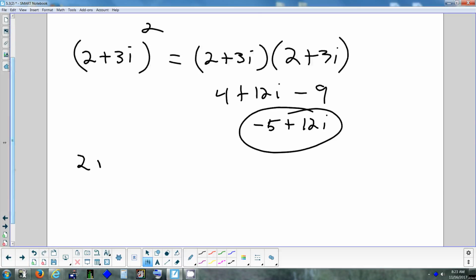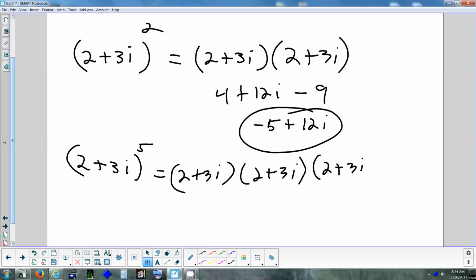But what does it mean if you wrote 2 plus 3i to the 5th? Multiply. So what that would mean is to write this out 5 times. Clearly I'm not going to do this out. What you'd have to do is FOIL the first 2, just like we did. Once you get that answer, which is negative 5 plus 12i, you would FOIL that with the third one, get that answer, and then the next one and the next one. You'd have to keep foiling it out. Even to the 5th power, you could still do that. It'd be a little bit time consuming, but you could do it.